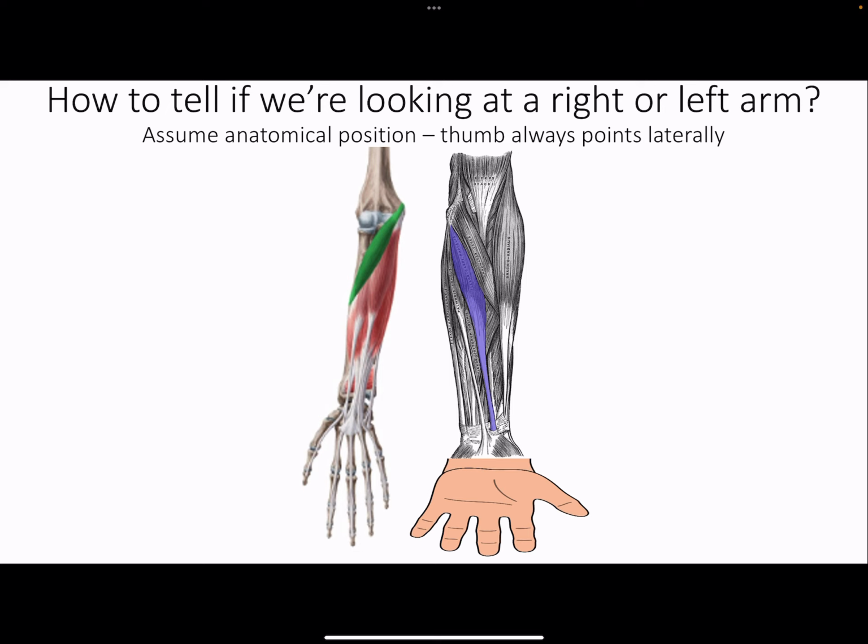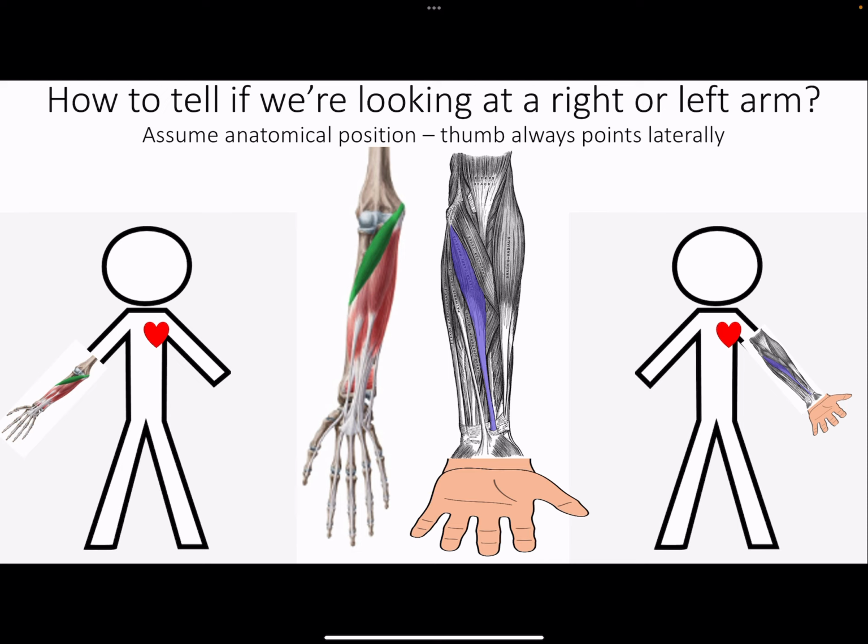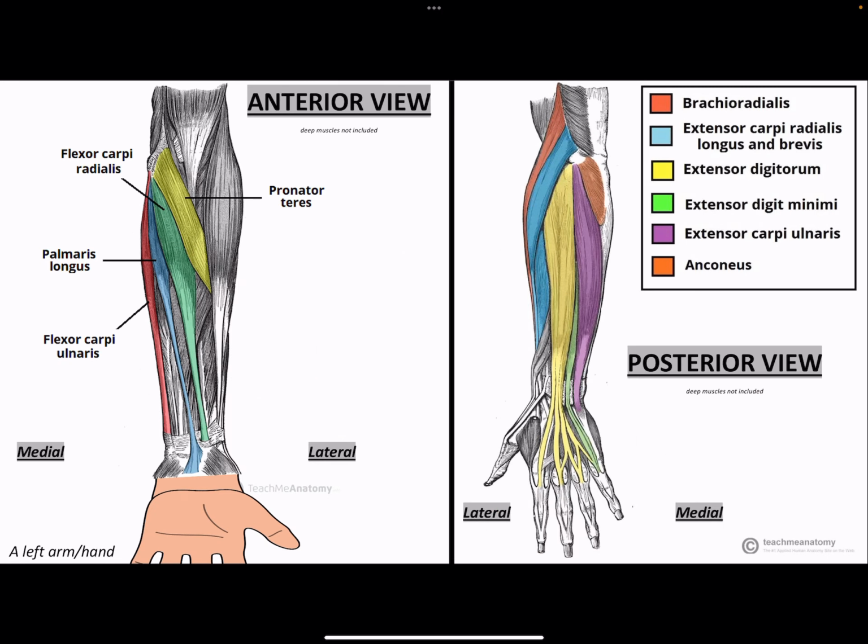So again, we're going to look at a lot of hands. If they don't mention anything about posterior, assume you're looking at an anterior snapshot. Assume someone's in anatomical position, and just imagine that with the thumb pointing laterally, and that's the easiest way to go about it. Again, unless they say otherwise, you can usually assume we're in an anatomical position.